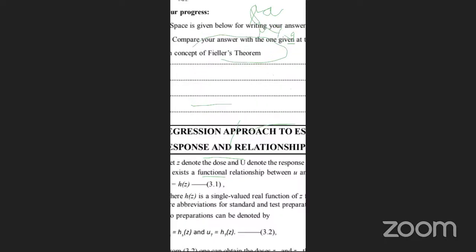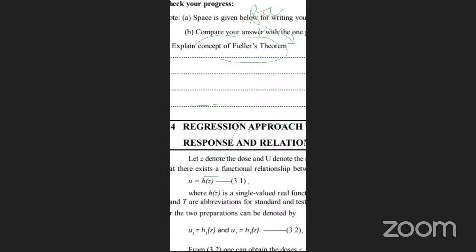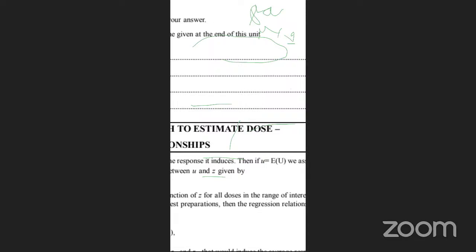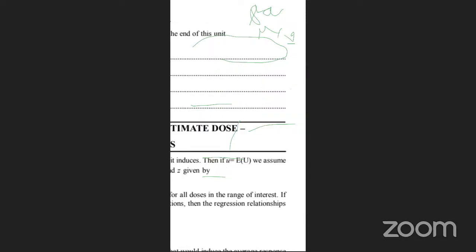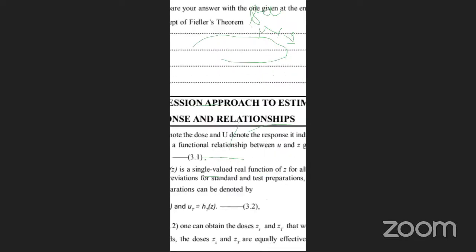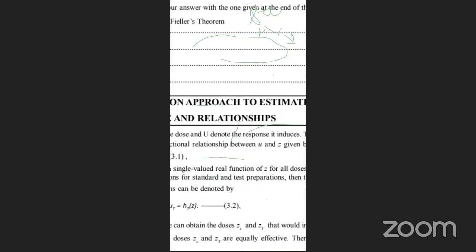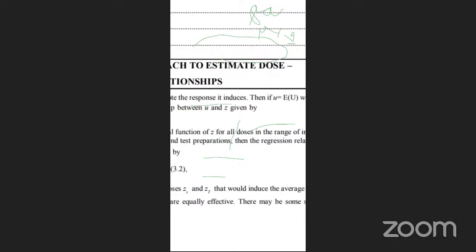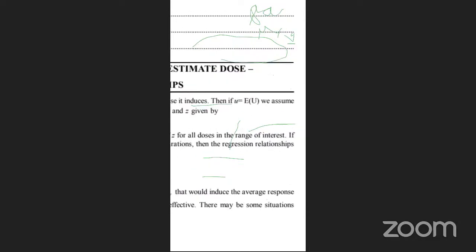Next, the regression approach to estimate dose-response relationships. Let Z denote dose and U denote the response it induces. Then if U equals the expectation of U, we assume that there exists a functional relation between U and Z given by U equals H of Z, where H of Z is a single-valued real function of Z for all doses in the range of interest.